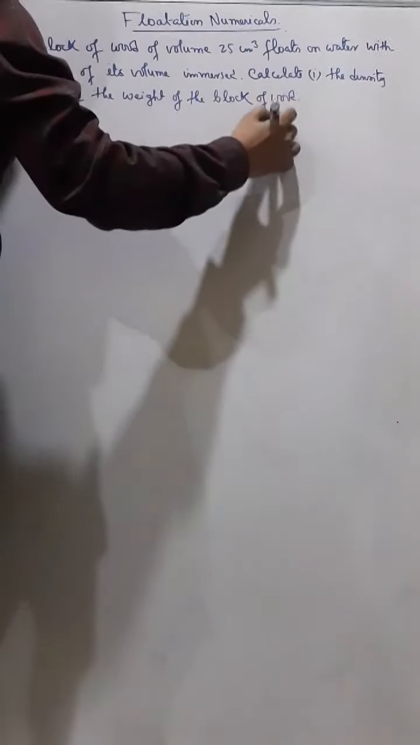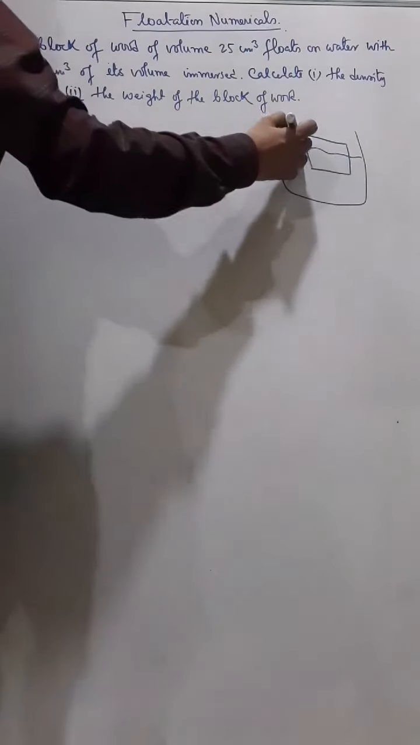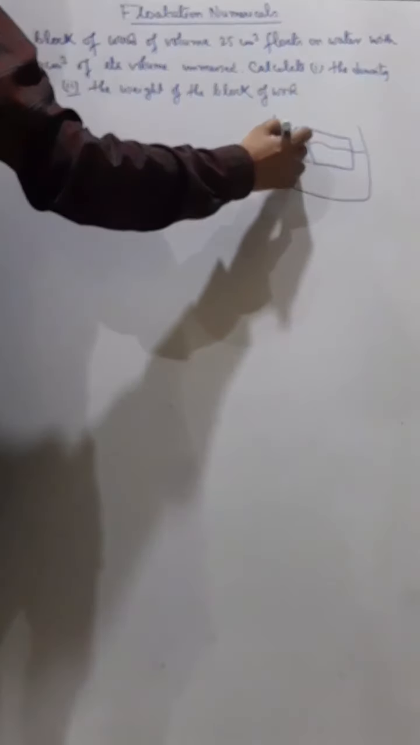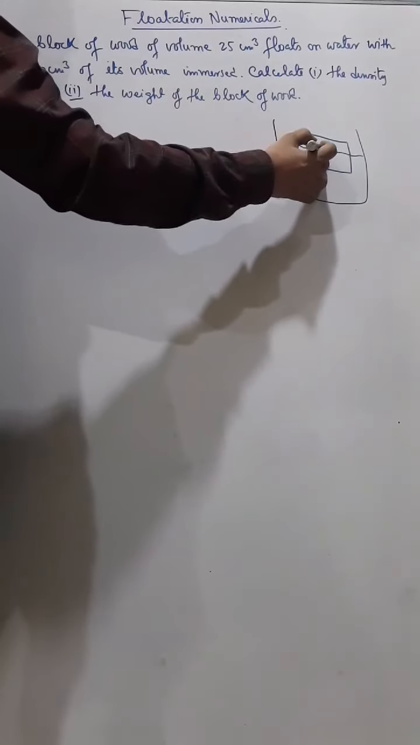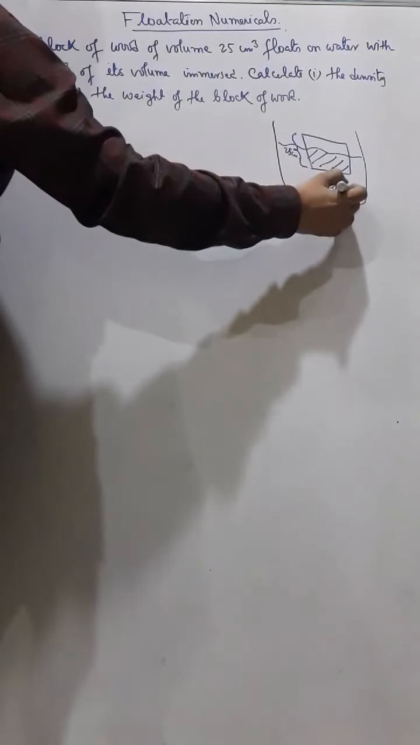Okay, so no need of drawing the diagram, but just to explain you. Now suppose this is how the block is floating. The full volume is 25 centimeter cube and the volume immersed, this part, that is 20 centimeter cube.